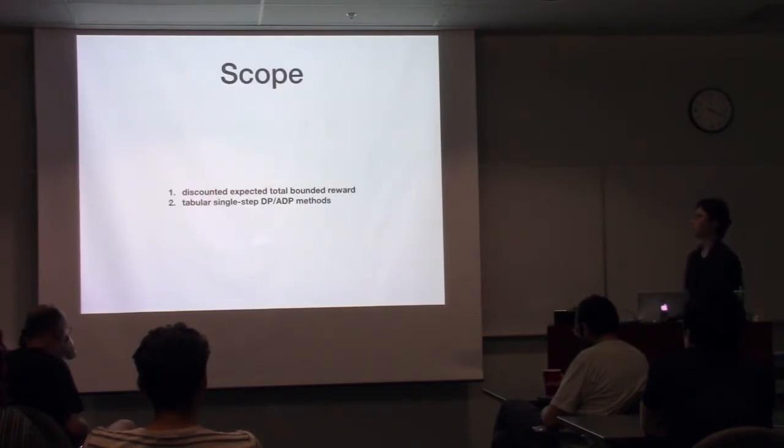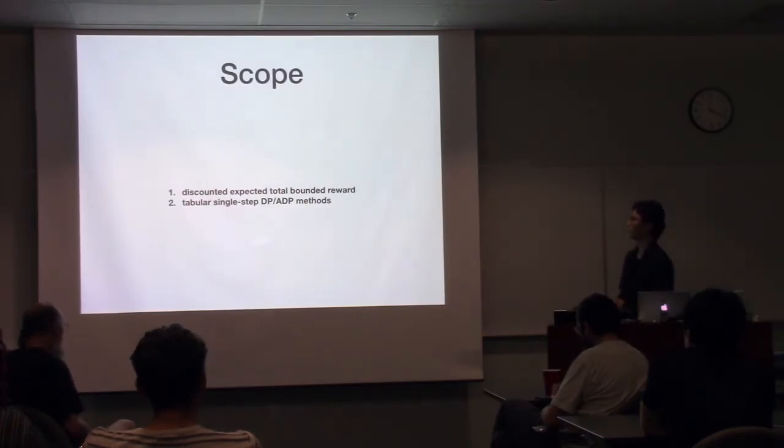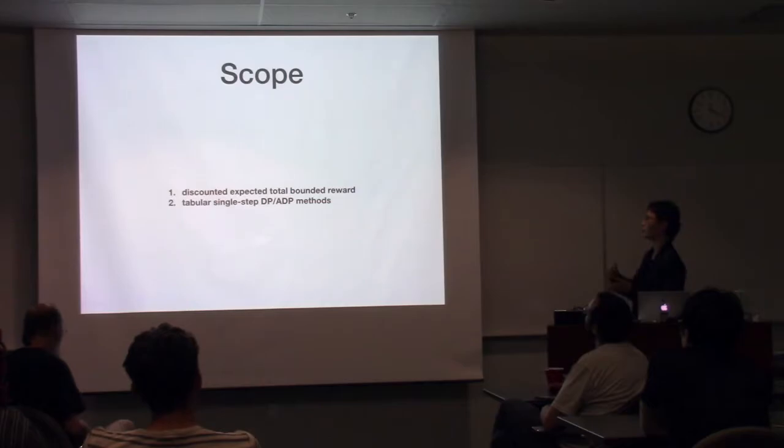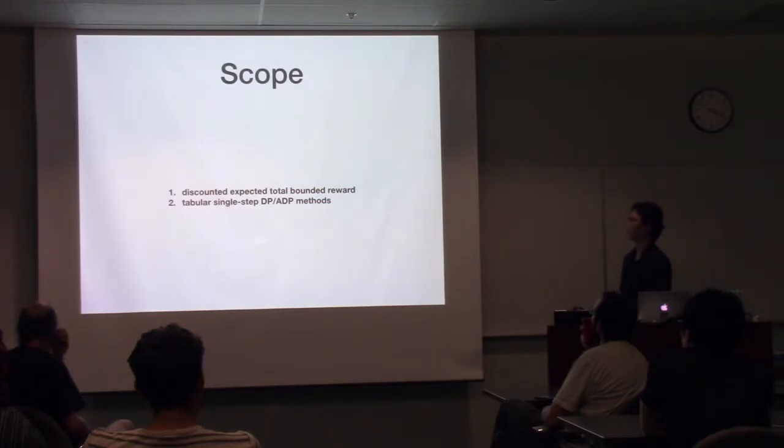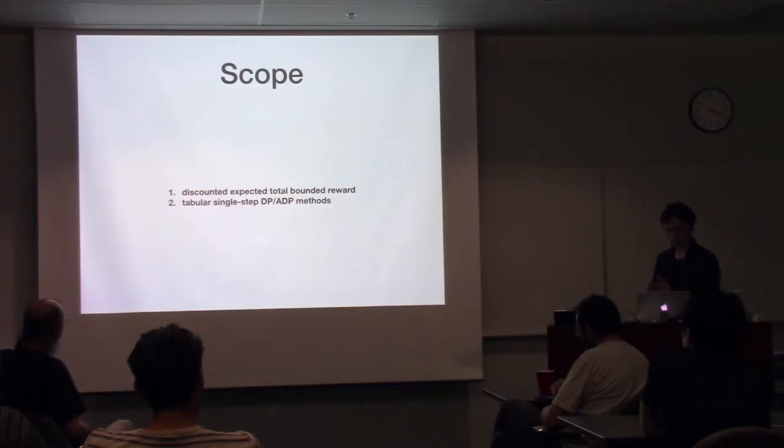So what is the scope of today's talk? The first one is the problem setting: under what condition do we talk about convergence? Discounted expected total bounded reward is the most strict setting, however, in this setting we have the strongest theory guarantee. And today I'm going to talk about tabular single-step DP or ADP methods, because, as I mentioned before, understanding these two classes of methods is really important for understanding simulation-based methods.